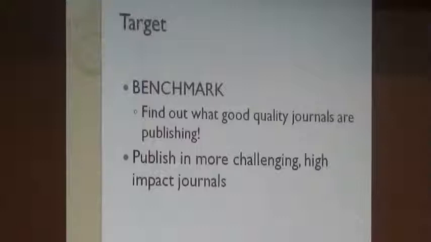So, find out what good quality journals are publishing and publish in more challenging high-impact journals. If your paper has been accepted in Philippine Journal of Crop Science, congratulations, you get 55,000 pesos. But then for your next paper, try Philippine Agricultural Scientist, it is harder to publish there. Once you pass there, you move on. You aim higher and higher. You can't stay only where acceptance is faster. That is, again, not acceptable.